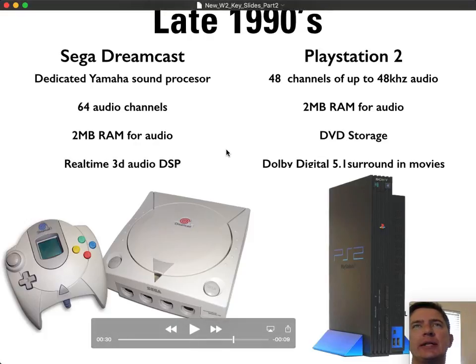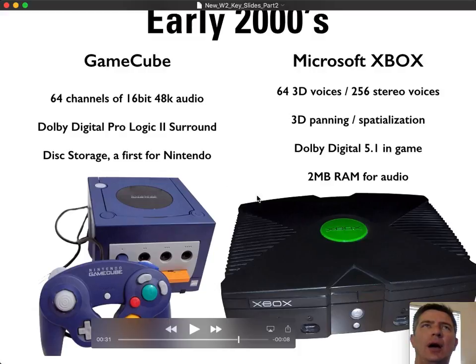So at this point, it's all about how much stuff. We get to DVD storage. We can have a whole lot of recorded audio and video. We have 48 channels of high-quality 48K audio. We could start getting into surround sound in movies, not directly in the games yet. And that leads us to the Nintendo.